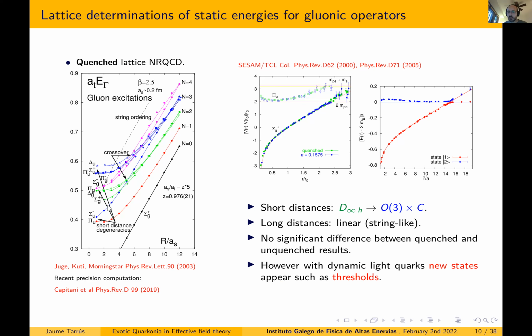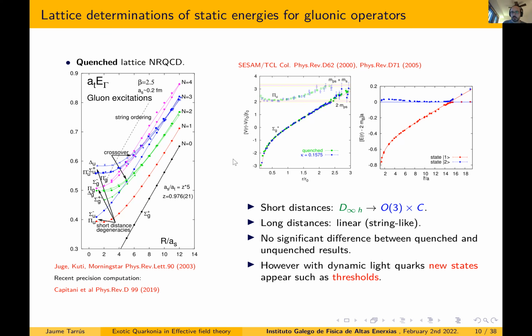But then one could ask what happens when we have dynamical light quarks. And here we don't have a complete picture, but we have some partial information also from lattice determinations. So from this paper here, from the SESAM and TXL collaboration in 2000, they studied the ground state static energy and the first excitation, both in quenched and unquenched simulations. And they found here that there is not a significant difference between the two. And we also expect this to happen for the other excited static energies.